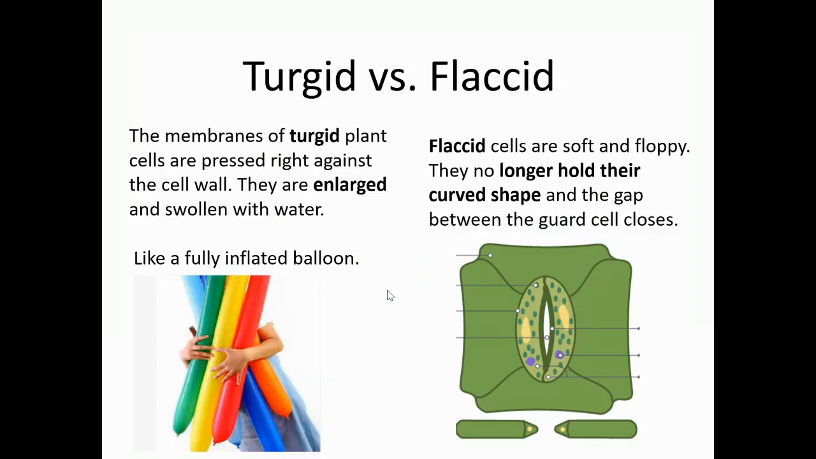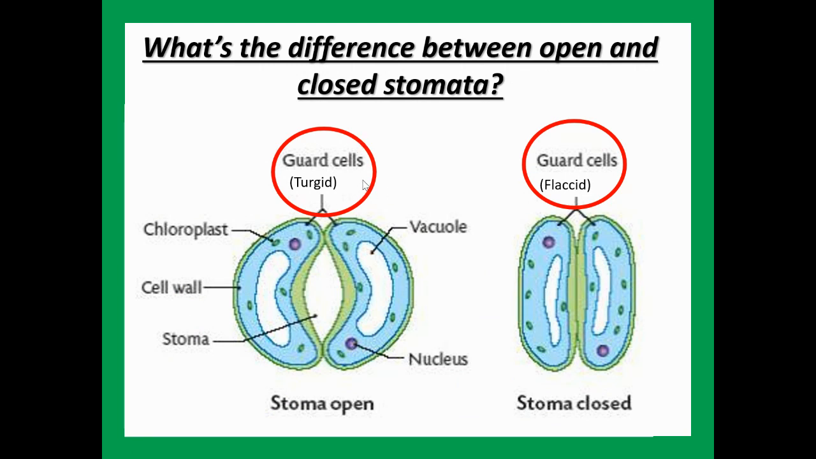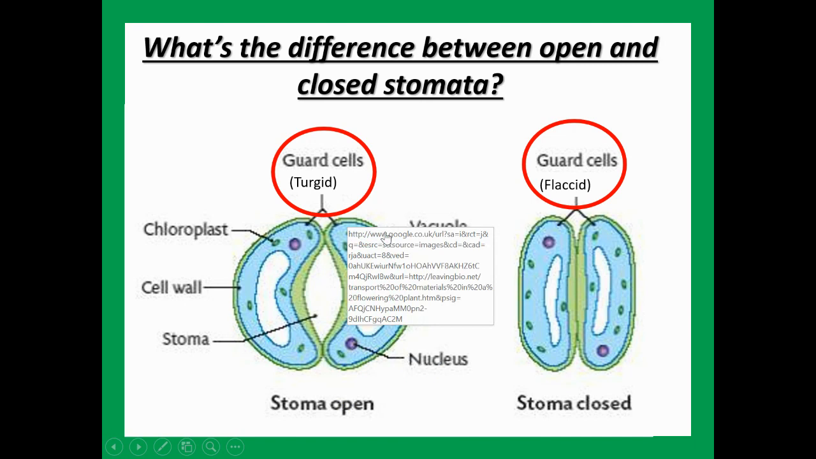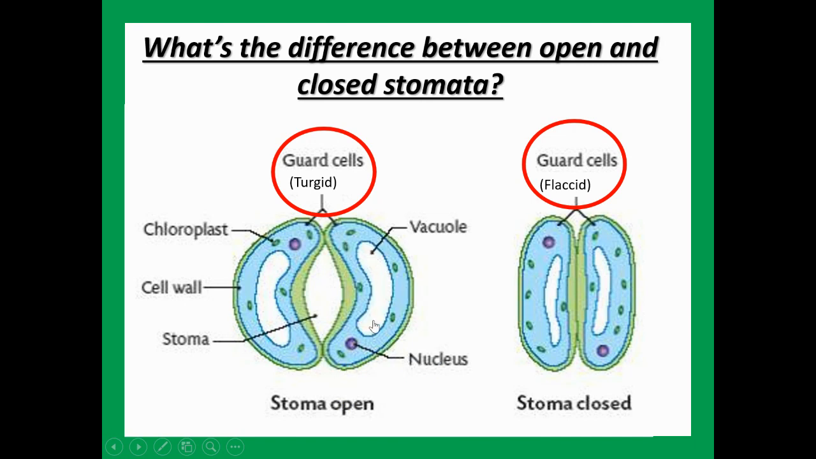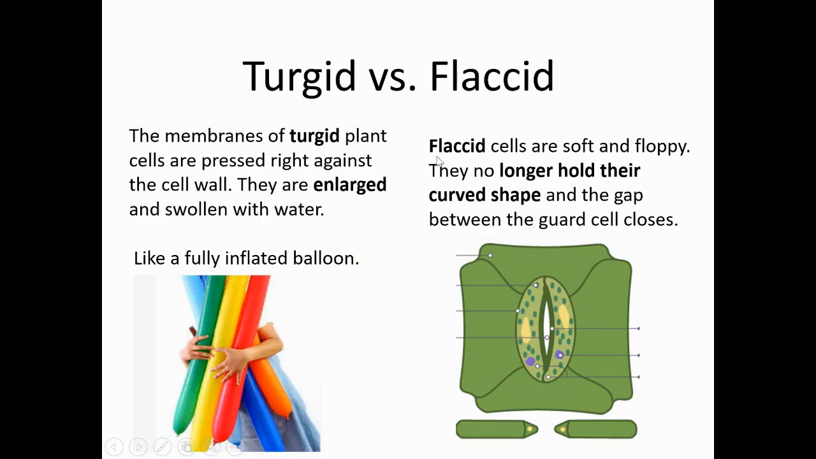Okay, so just like a balloon that is fully inflated, the stomata form their shape. So when the stomata are open, the guard cells have this specific shape because they are full of water. This is them being turgid. The opposite is flaccid. So flaccid cells are soft and floppy. They no longer hold their curved shape, and the gap between the guard cells closes. Okay, does that make sense?